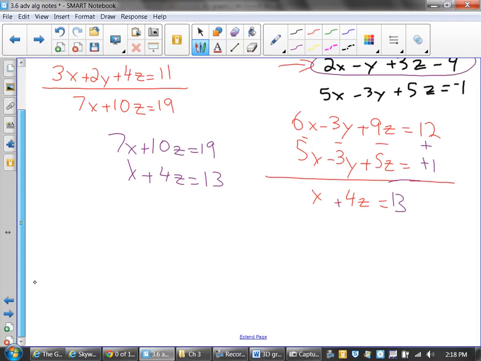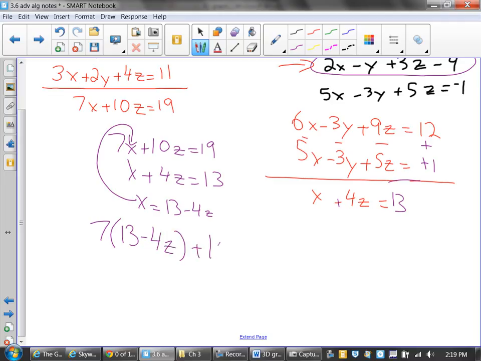We can do substitution, or I can just multiply the bottom one by negative 7 if I want. I'll use substitution. So if x is 13 minus 4z, I substitute in here. And I finally have an equation with just one variable. What is that, 91?